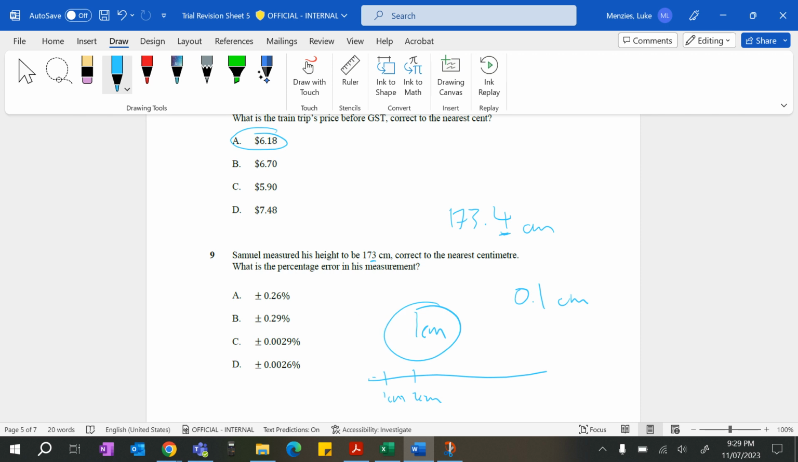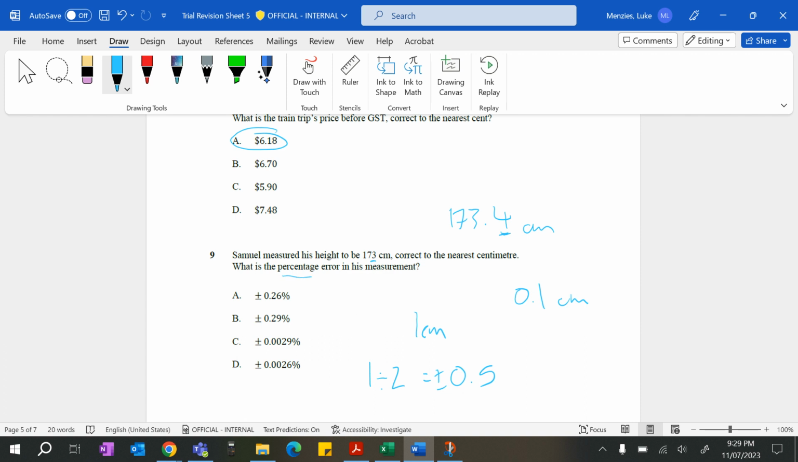And so what you do with your limit of reading is you take it and you divide it by 2, and it's always 2. So 1 divided by 2 is equal to 0.5. And we're going to say plus and minus. And what that's saying is, hey, this could have been whatever you're measuring. His height could have been anywhere between 173.5 centimeters and 172.5. So there is a bit of measurement whenever someone's looking at this.